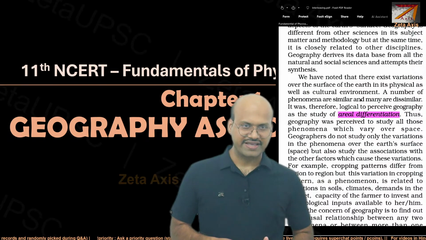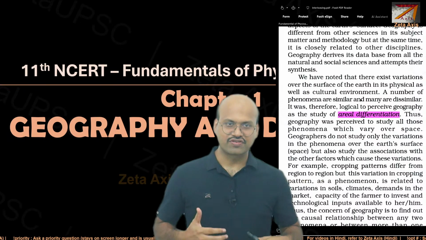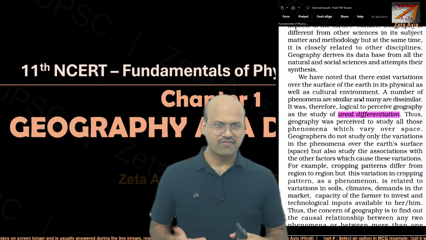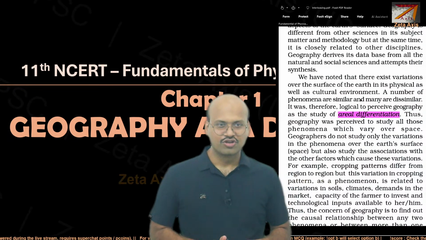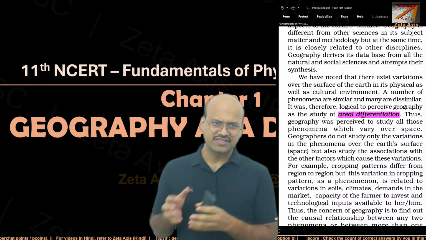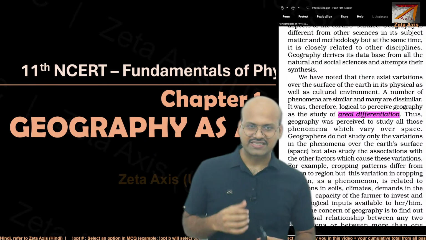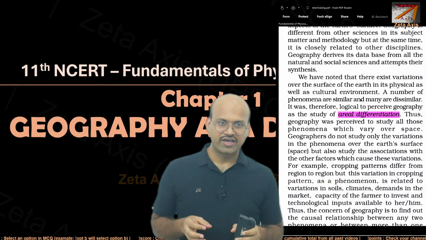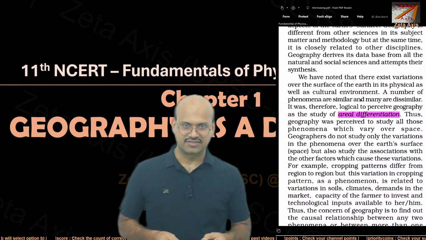Now, if we see this line, it says that we have noted that there exists variation over the surface of the Earth in physical as well as cultural environment, and a number of phenomena are similar and many are dissimilar. So what we see on the surface of the Earth is that in each location there are certain differences in the physical as well as cultural environment. The study of this, where we see the difference between each region, is called areal differentiation.